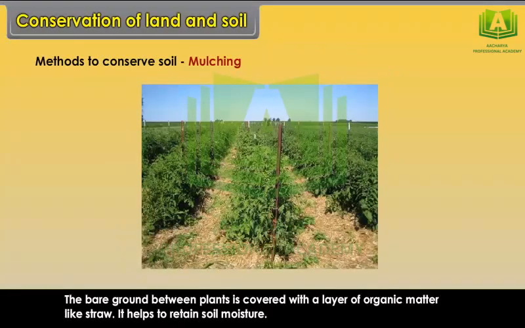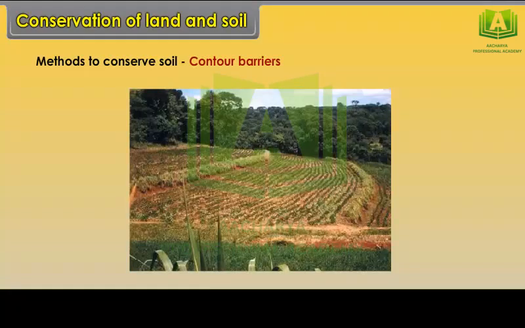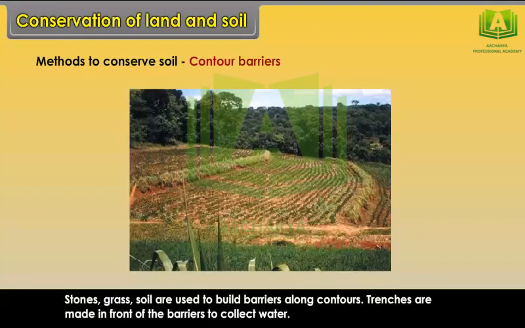Mulching. The bare ground between plants is covered with a layer of organic matter like straw. It helps to retain soil moisture. Contour barriers. Stones, grass, soil are used to build barriers along contours. Trenches are made in front of the barriers to collect water.